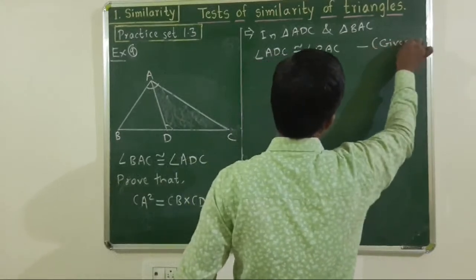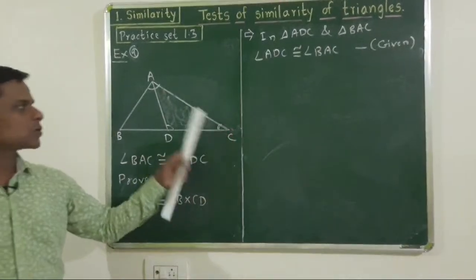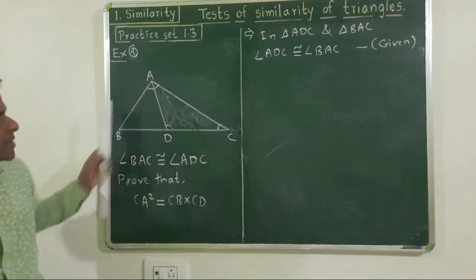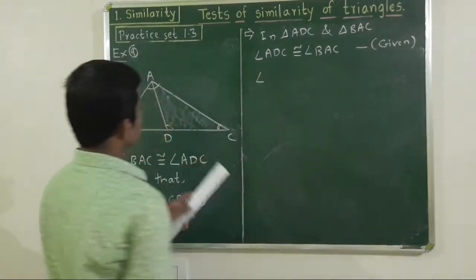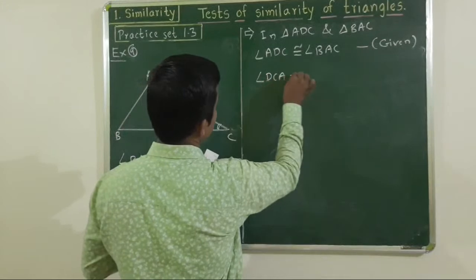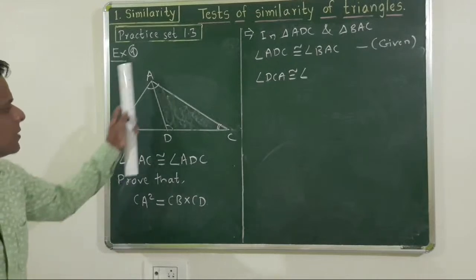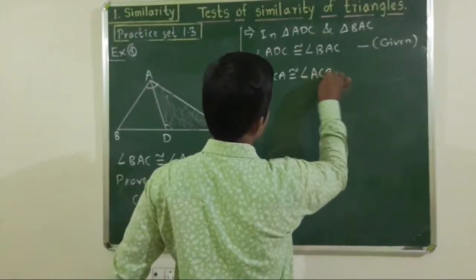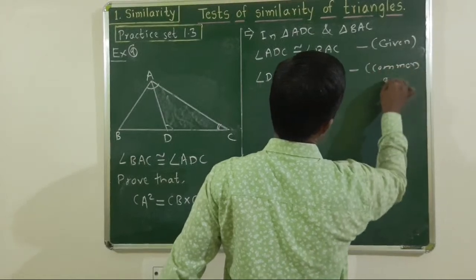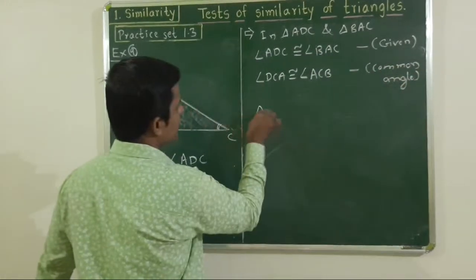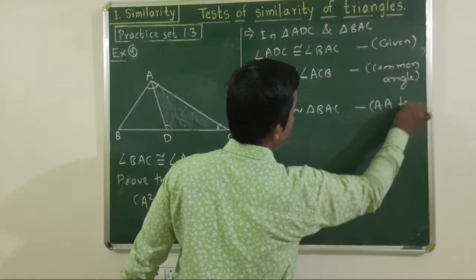We want one more pair of angles, that is this one. It's a common angle. This angle is common for this triangle and the bigger triangle also, but the names are different. For the smaller triangle, the name of this angle is angle DCA, congruent to angle ACB for the bigger triangle. C is the same between these two. Reason: common angle. Hence triangle ADC is similar to triangle BAC by the AA test.